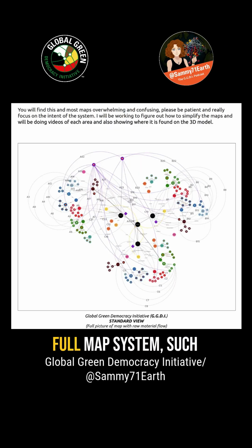I will start with the full map system, such as the standard view. This system has both GGDI and 7gens programming. It also has lines that show the partnerships. It is overwhelming, and I can't start talking about all of these relationships until the end of the book. I will be speaking of them as I go through them, trying to build a picture and understanding for you. But it is a huge system, so you will need to be patient.